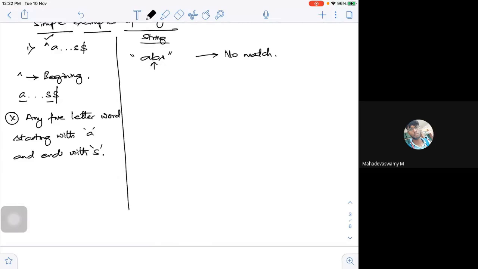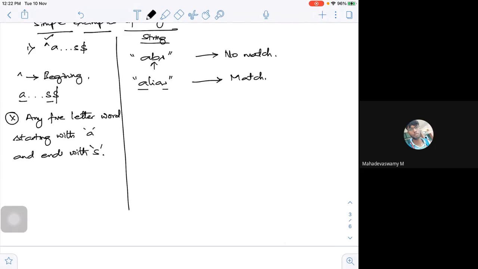Now let's take one more example. That is alias, another alternate one. Now I will try to check for this. Starting letter A, ending letter A, yes, it matches. In between, it can be any 3 letters. LIA is a 3-letter word. So it matches.